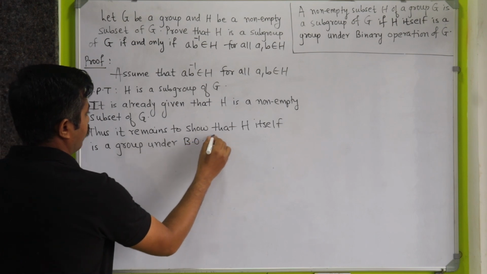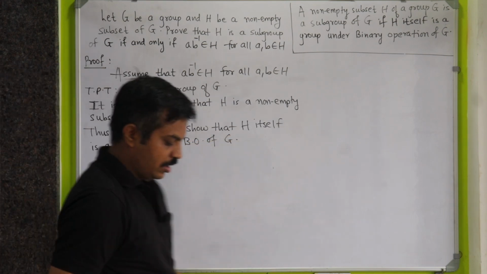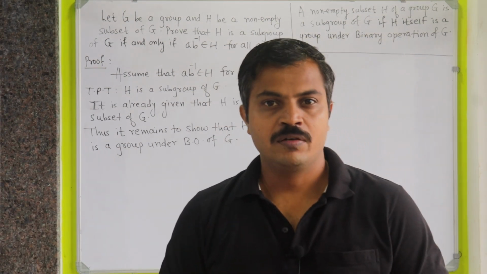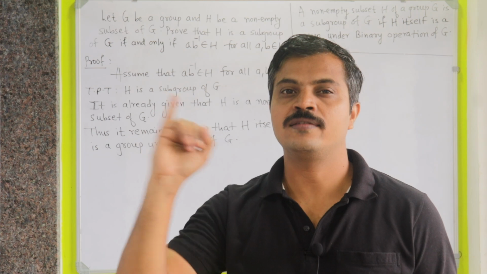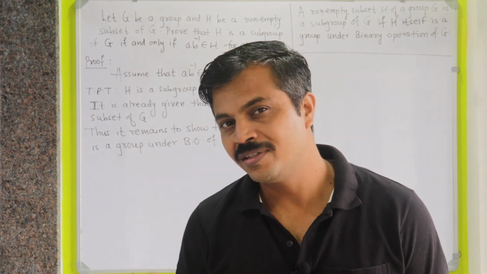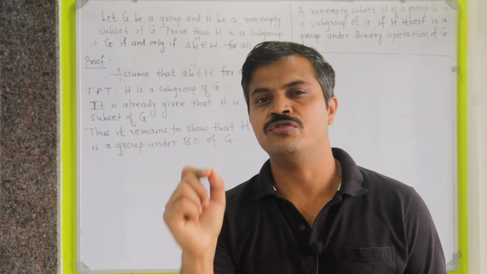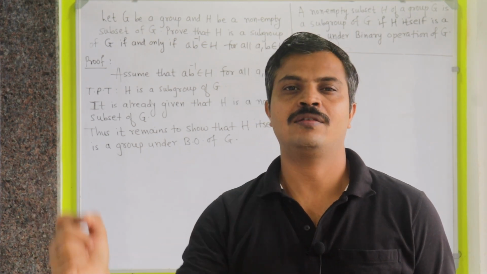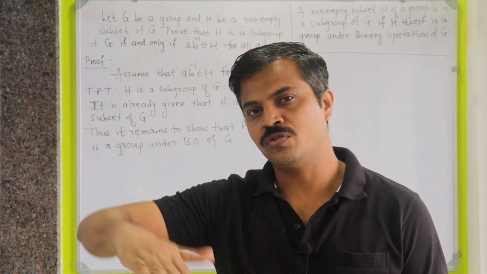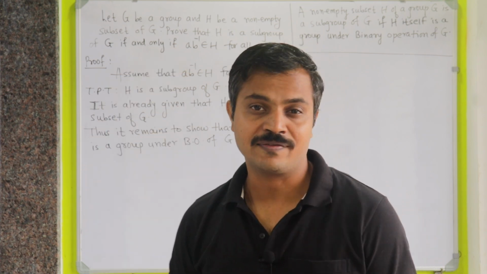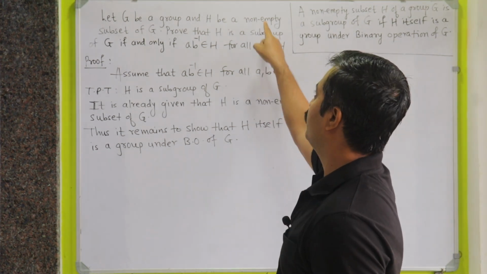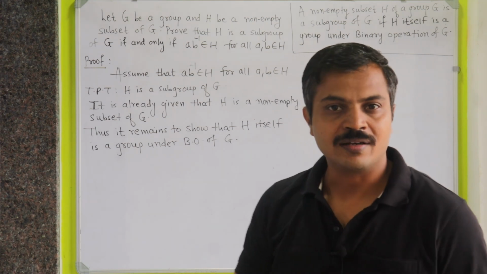Now remember, in order to prove H itself is a group, first of all we need to show H is non-empty, right? Because what does the definition of group say? A non-empty set G together with binary operation is said to be a group if so and so properties are satisfied. Now it is already given that H is non-empty, so that part is done.